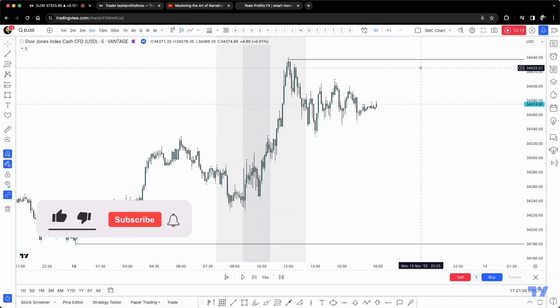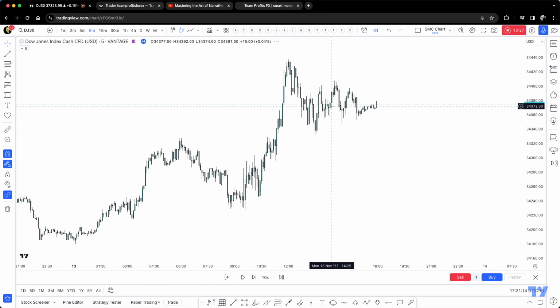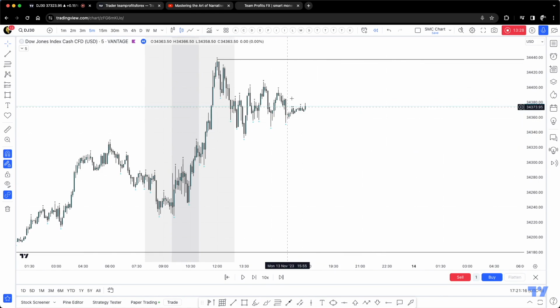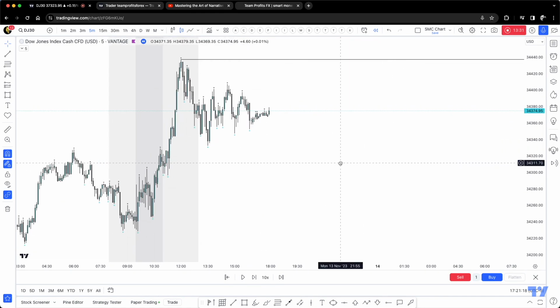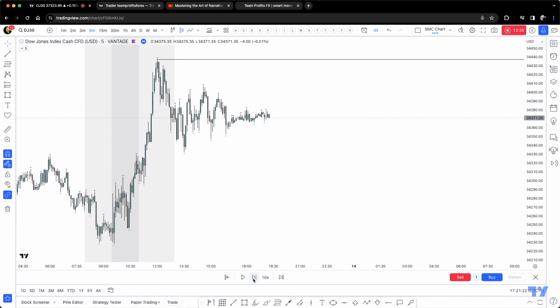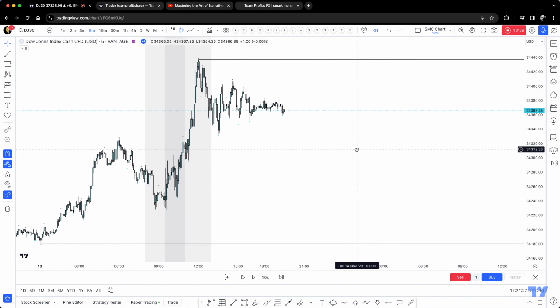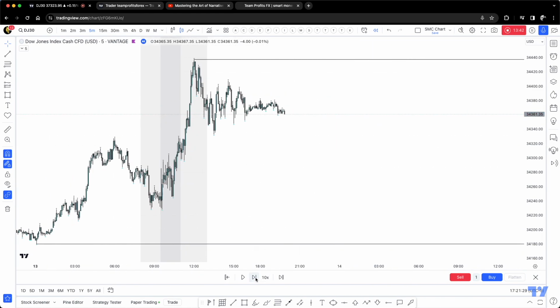I already know in my mind what my bias is. What's my daily bias? Bullish, right? Based on how the previous daily candle closed. So in this case, I'm going to skip any potential sell setup and I'm going to be looking for a buy setup. Again, price is very close to the target, okay? And we are in Asian session. I am trading US30 in this case.